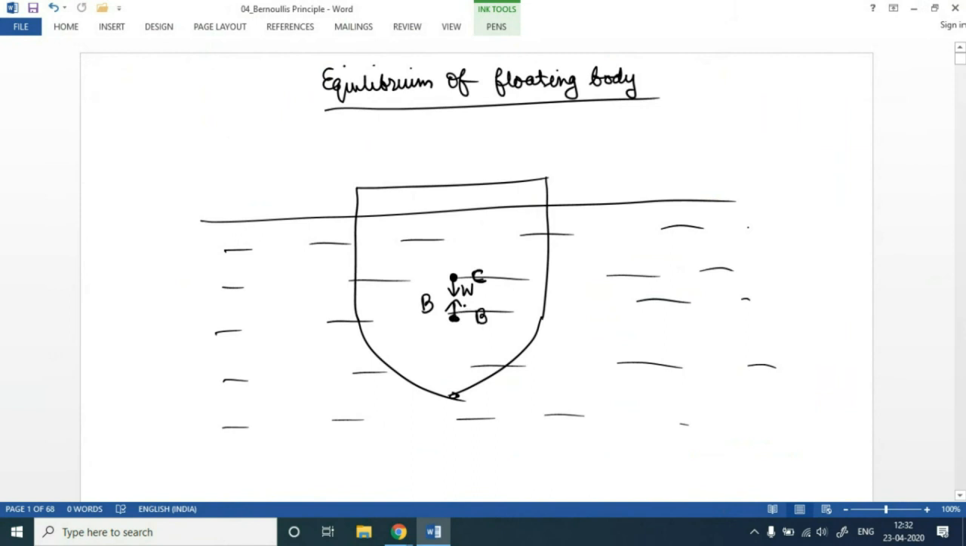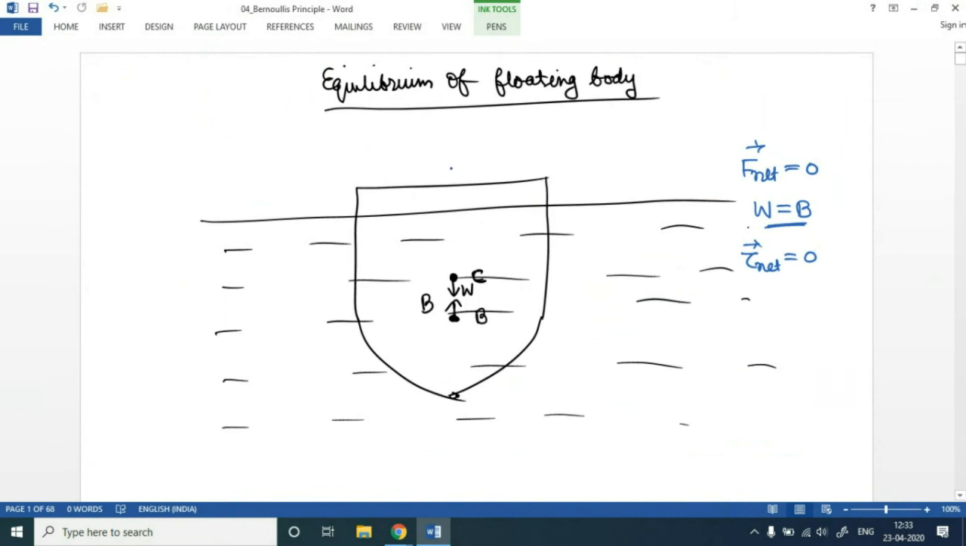Under the condition of equilibrium, W will be equal to B. The net force must be equal to 0, so that gives us W is equal to B. Also, for the rotational equilibrium, the net torque on this body is also going to be equal to 0. That means the net torque due to these forces, B and W, has to be equal to 0.